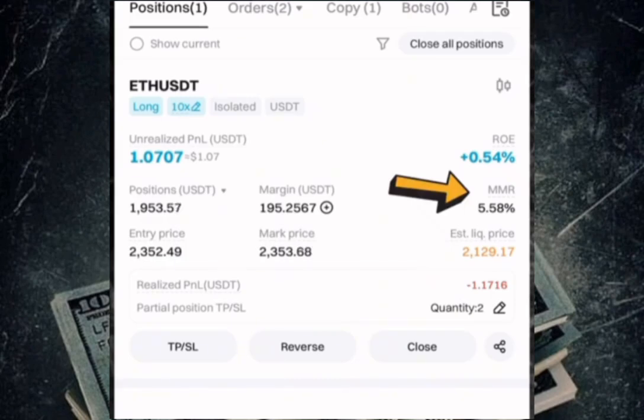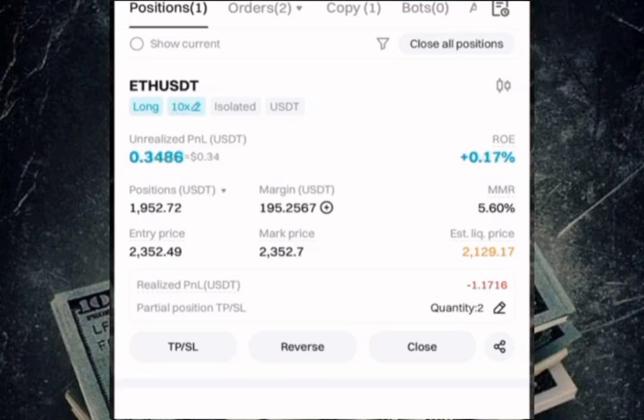Now, this MMR is a percentage that lets you know how close you are to the liquidation price. If this percentage gets to 100%, it means that you've gotten to the liquidation price. That's just the meaning. Right now it's on 5%, so we are still far from the liquidation price. As it gets closer to 100%, it means you are getting closer to your liquidation price. So that's just the explanation of everything on the screen.